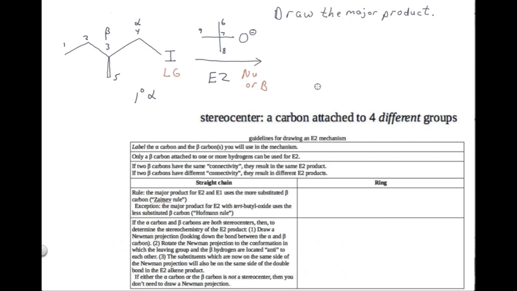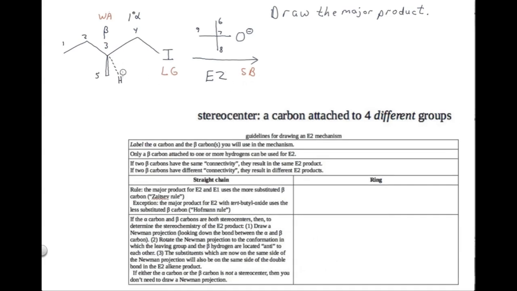Instead, we can just go right ahead and draw a regular E2 mechanism. We know that we're doing E2, so we're going to use O- as our strong base, and we know that the beta carbon will act as the weak acid. Since I'm not using a Newman projection, I am going to draw the electron pushing arrows for the mechanism. That requires me to draw in the beta hydrogen. Here's that beta hydrogen drawn in on a dash next to this wedge.